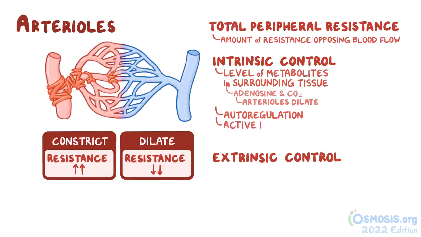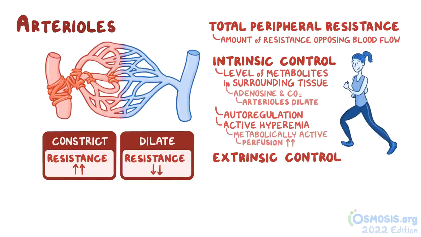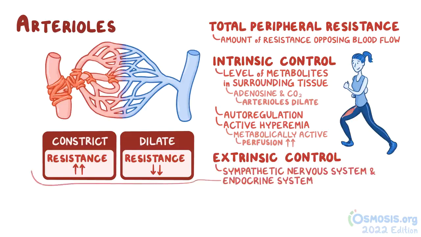Then, there's active hyperemia, and when an organ becomes more metabolically active, its perfusion goes up to meet the increased demand. For instance, when a jogger is running, the blood flow to the leg muscles goes up. Now, extrinsic control is based on the sympathetic nervous and endocrine systems, which can decrease or increase vascular smooth muscle contraction, constricting or dilating the arterioles.